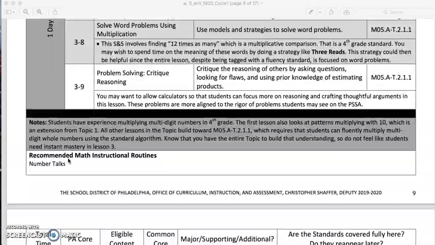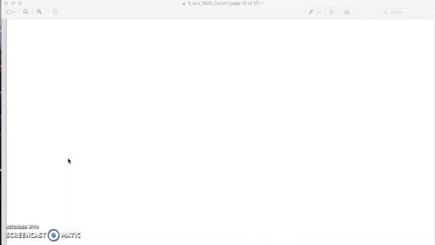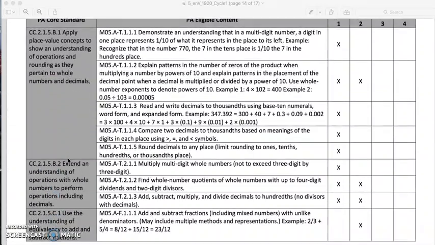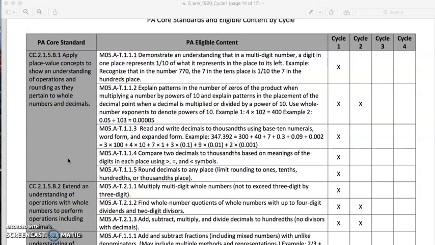As you go through the rest of the topics, you will come to the overall cycles for the year, which standards and eligible content are taught when. Just a big picture overview for you.